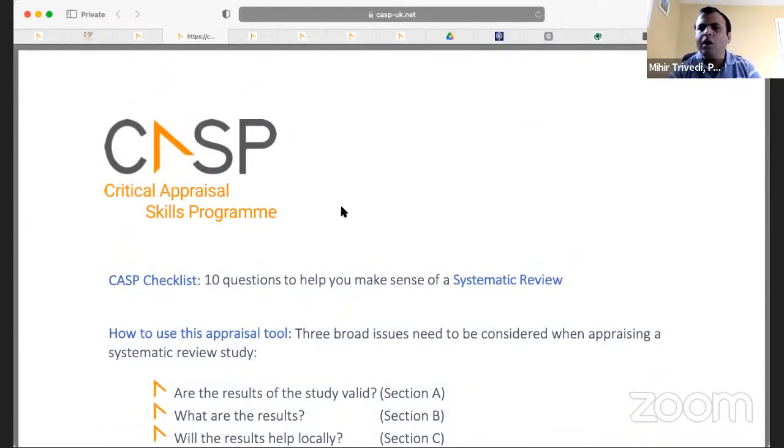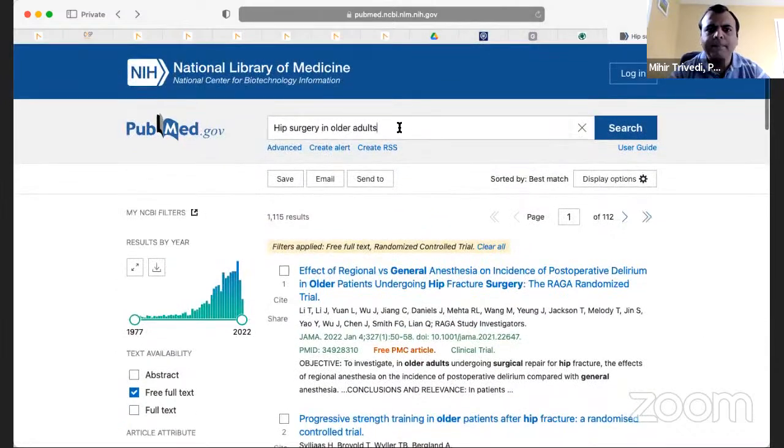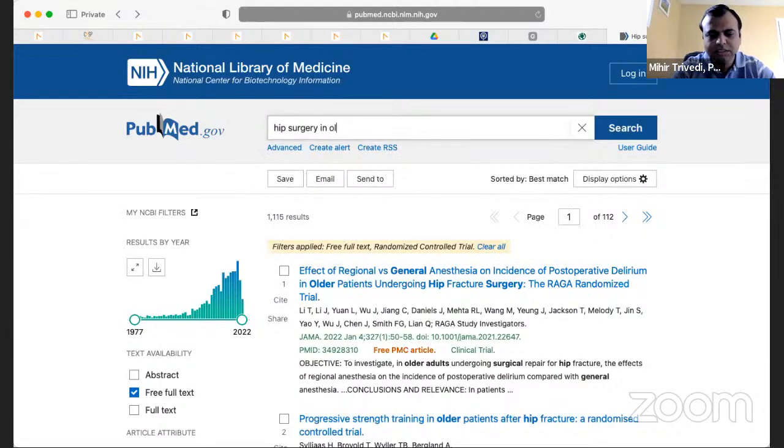And before we jump onto the other one, I just want to formally show a little bit and try to do some brainstorming. So let's go onto the PubMed website and let's pull up any topic. Let's say hip surgery in older adults.